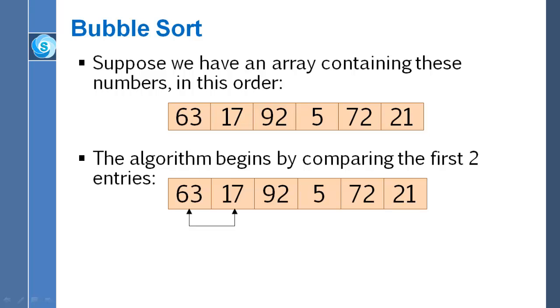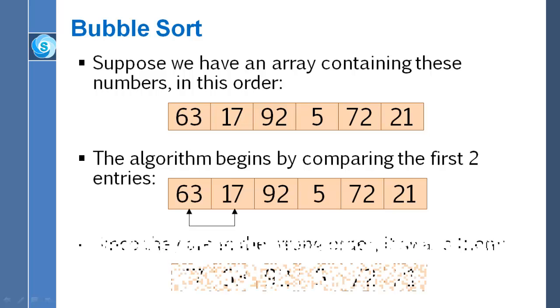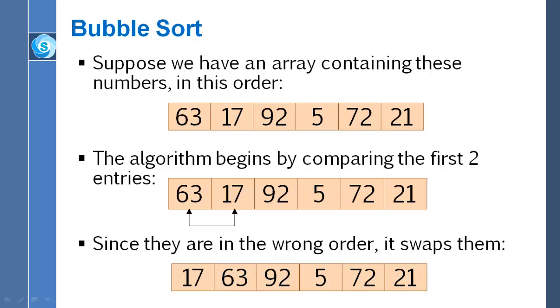The first two numbers are compared. In this case, the first number is 63 and the second number is 17. We immediately see that they are not in the correct order. We're trying to sort this array so as to end up with the numbers in increasing order, and therefore we want the 63 to come after the 17. Observing that 63 and 17 are not in the correct order, we swap them. They change places. The 17 goes into the first position and the 63 goes into the second position.